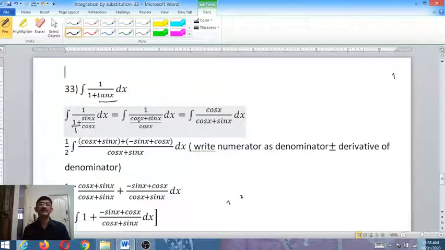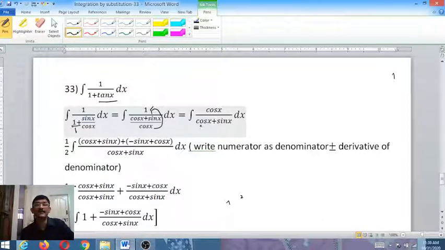Cos x is the LCM. Cos x plus sin x by cos x. This cos x goes to the numerator. Now, the next important step is simplifying this expression. What is in the denominator? Look at what I have written here. Write the numerator as the denominator. Next, you write plus or minus the derivative of the denominator.